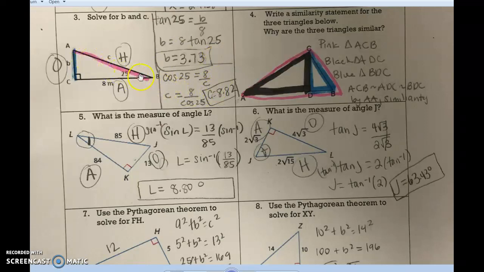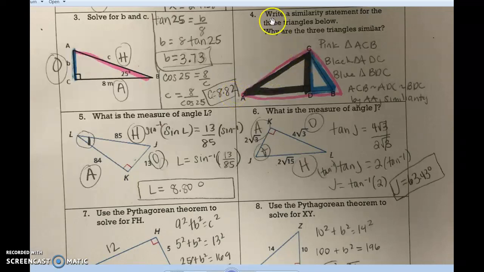Next, I'm looking for C. Reference angle is 25. It's adjacent over hypotenuse, which is cosine. So cosine of 25 equals 8 divided by C. Since my numerator is a number, I know I'm going to divide. Mathematically speaking, you're going to multiply both sides by C. You're going to divide by cosine of 25. And you're going to get 8 divided by cosine of 25. And you're going to type it into the calculator as is. And C equals 8.82.